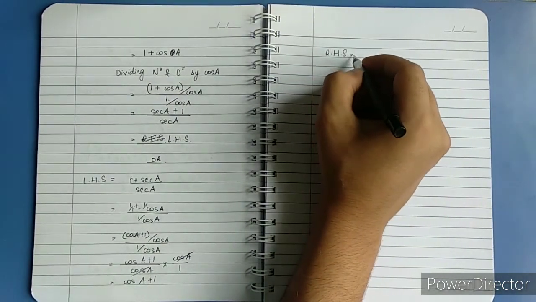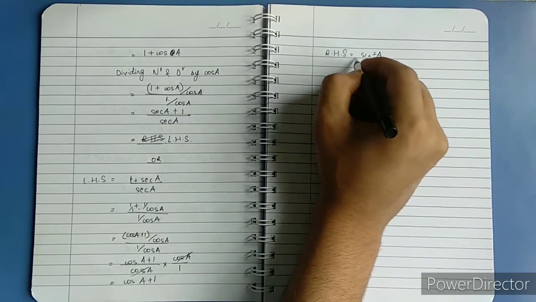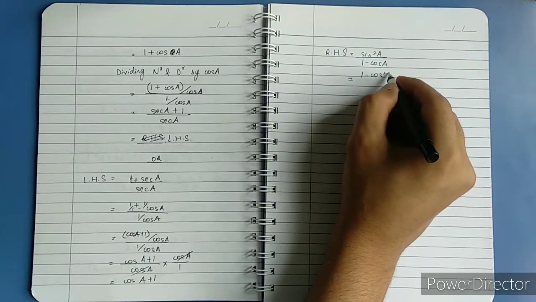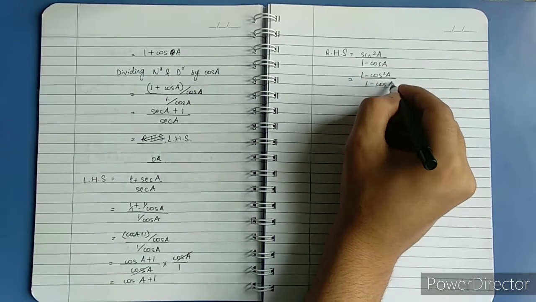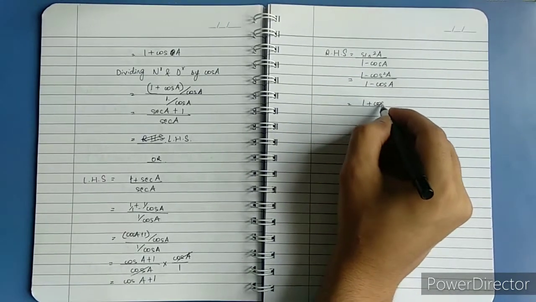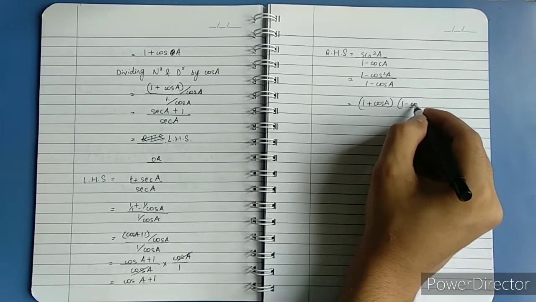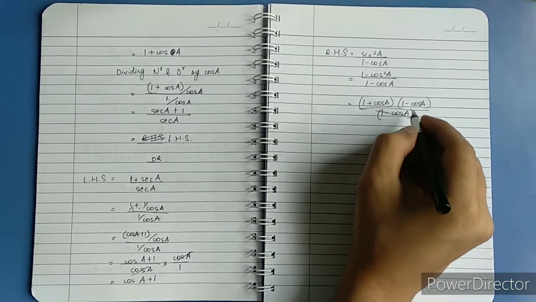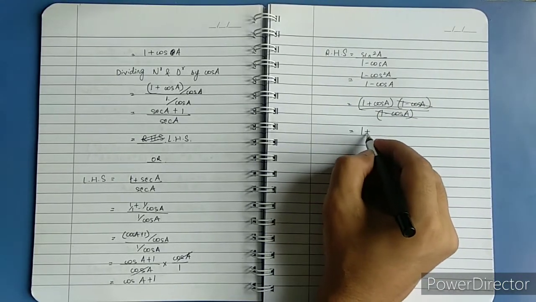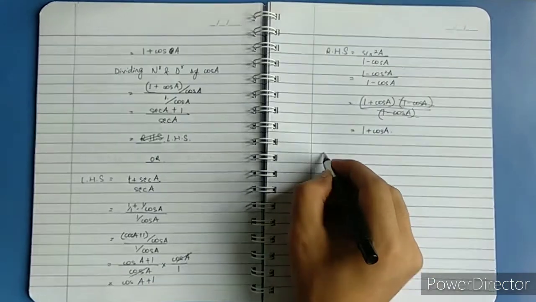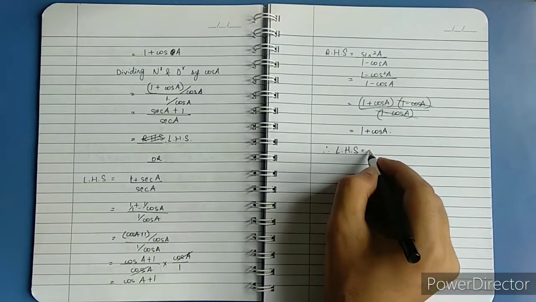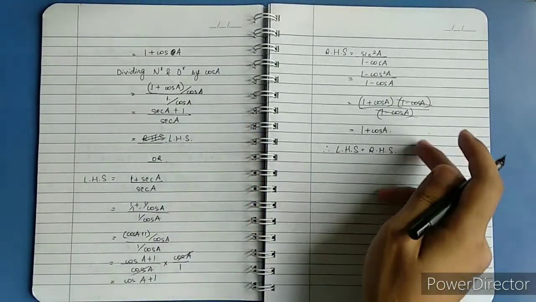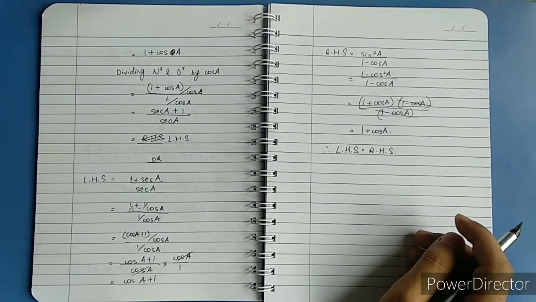Now what we are doing is we are taking the right hand side. Right hand side is sin square A by 1 minus cos A, that is equal to 1 minus cos square A by 1 minus cos A, which is equal to 1 plus cos A into 1 minus cos A by 1 minus cos A. So this 1 minus cos A cancels off. You are left with 1 plus cos A. Therefore, left hand side is equal to the right hand side. In this way also you can form. If you find this difficult, you can use this method to solve the question.